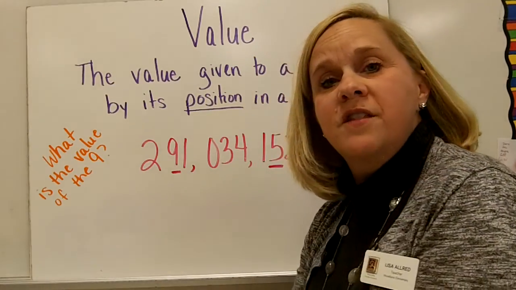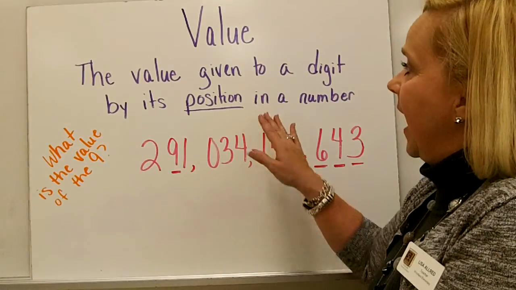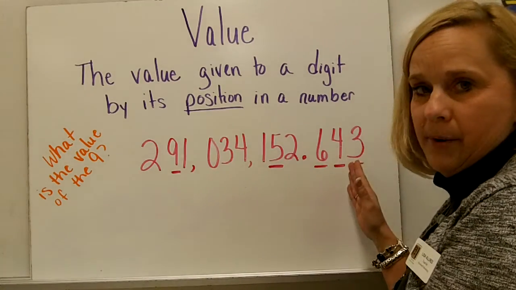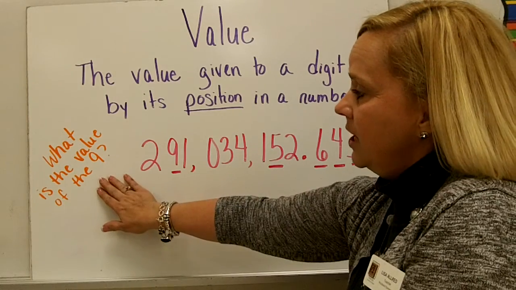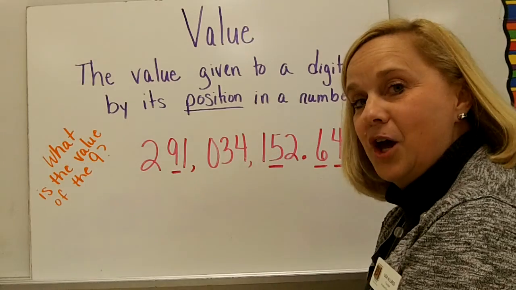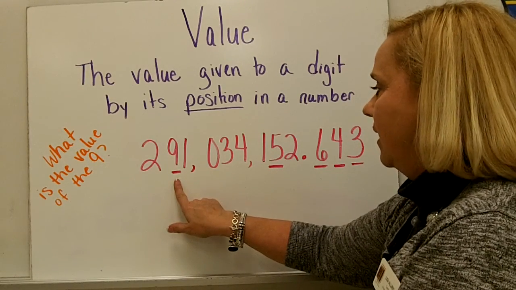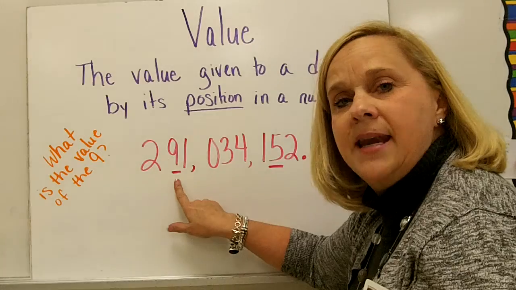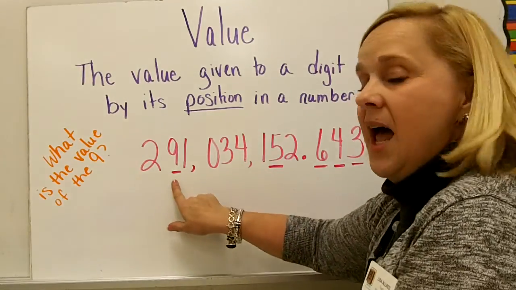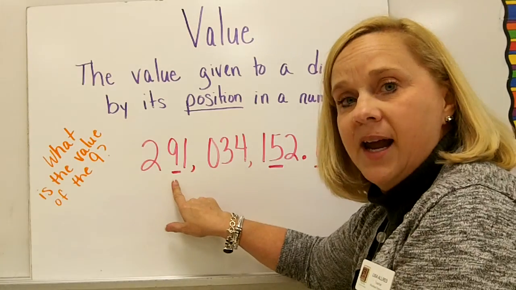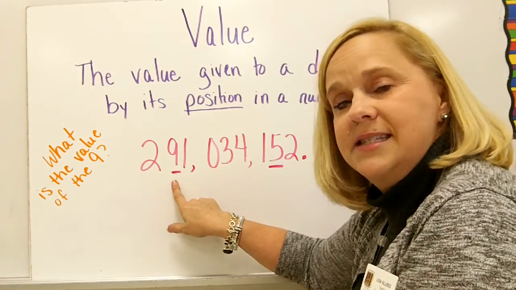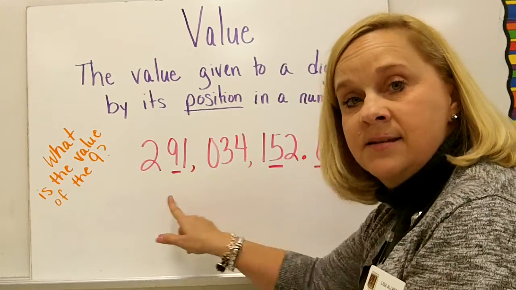All right, now let's switch to the value. The value is given to a digit by the position in the number. All right? Now, what is the value of the 9? Notice I have a few numbers again underlined. My 9. I want to know how much is that 9 worth in this particular number. The value of my 9 is 90 million. Okay, that's how much this digit 9 is worth in this number.